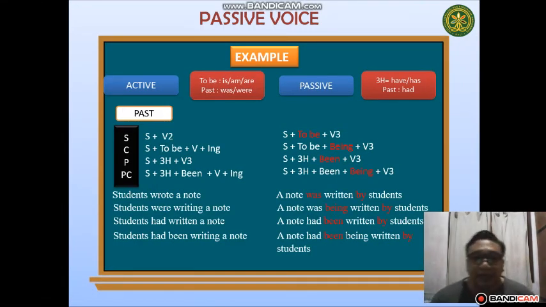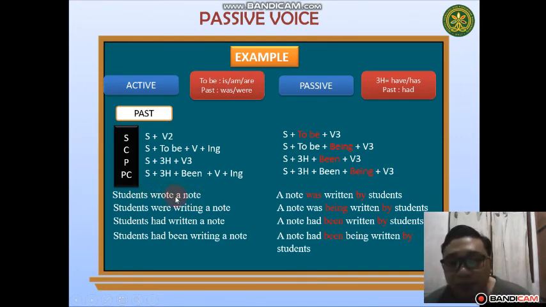So the next one is for the past. For example, in here an active past uses verb 2 for the simple one. If the continuous is the same, verb ing. For the perfect, verb 3, perfect continuous, verb ing, include being. So let's go to the example. Students wrote a note. This word is verb 2.